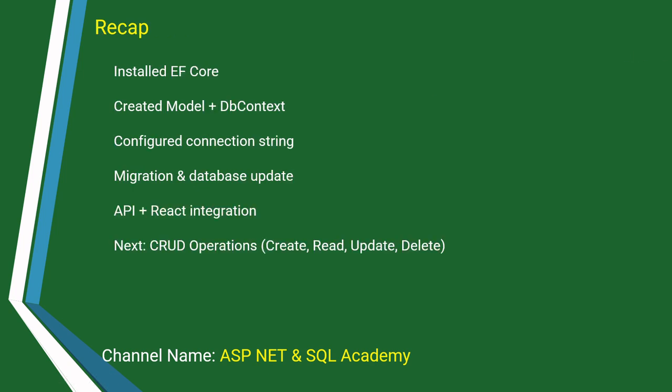Let us quickly recap what we did. Installed EF Core packages, created a model and DbContext, configured the database connection, ran migrations, and built APIs connected to React. In the next video, we will extend this by adding full CRUD operations: create, read, update, and delete.